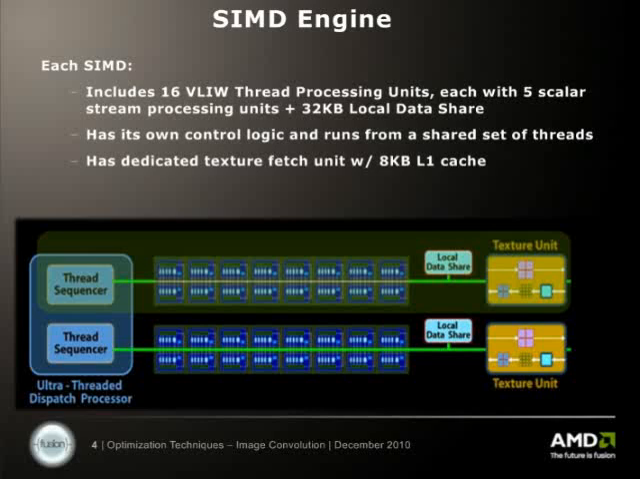So now the SIMD has 16 ALU units. These ALU units are actually VLIW units, but let's not worry about that right now. Let's just call them 16 ALU units.